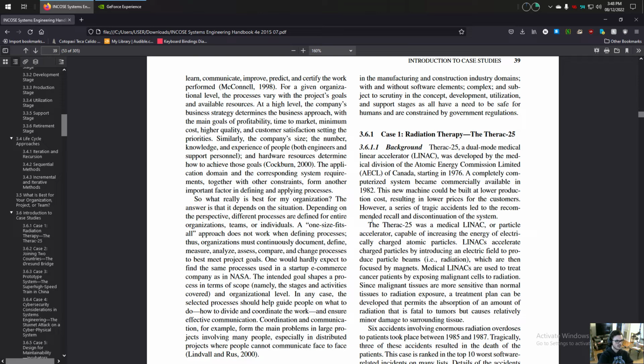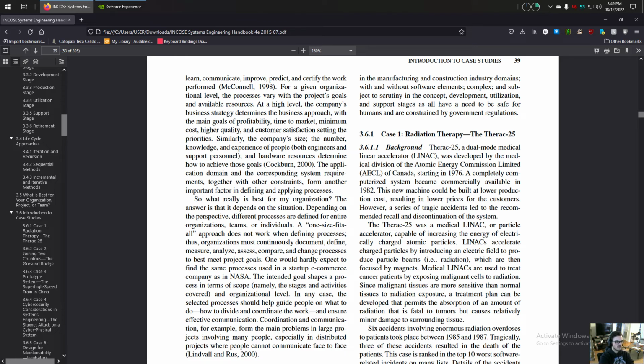Similarly, the company size, the number of knowledge and experience of people, both engineers and support personnel, and hardware resources determine how to achieve those goals. The application domain and the corresponding system requirements, together with the constraints, form another important factor in defining and applying processes. So what really is best for my organization? The answer is that it really depends on the situation.